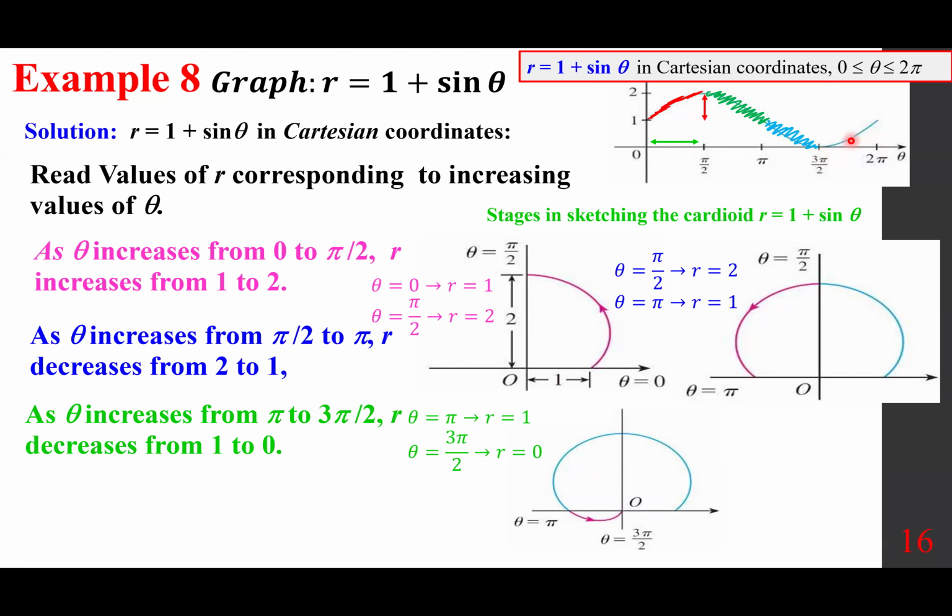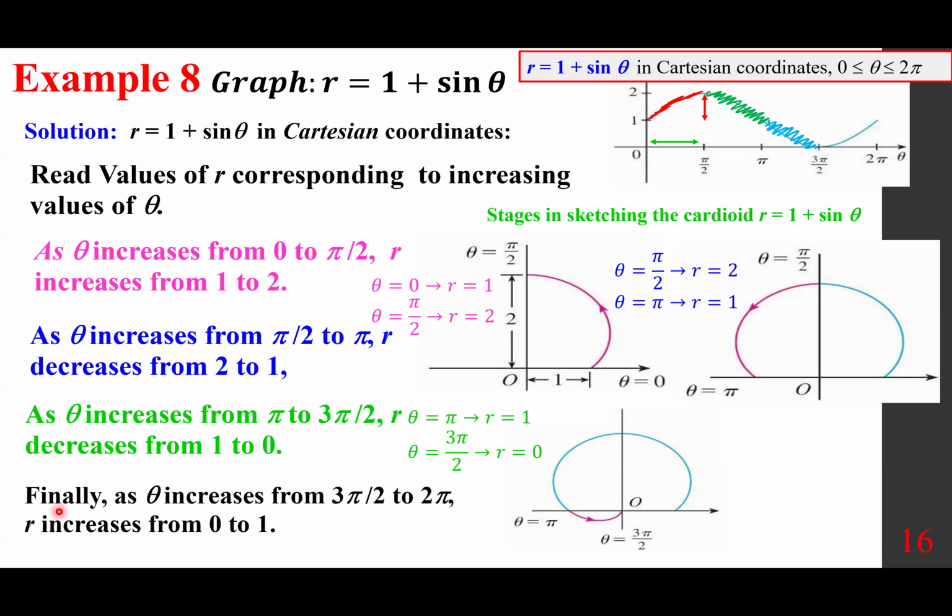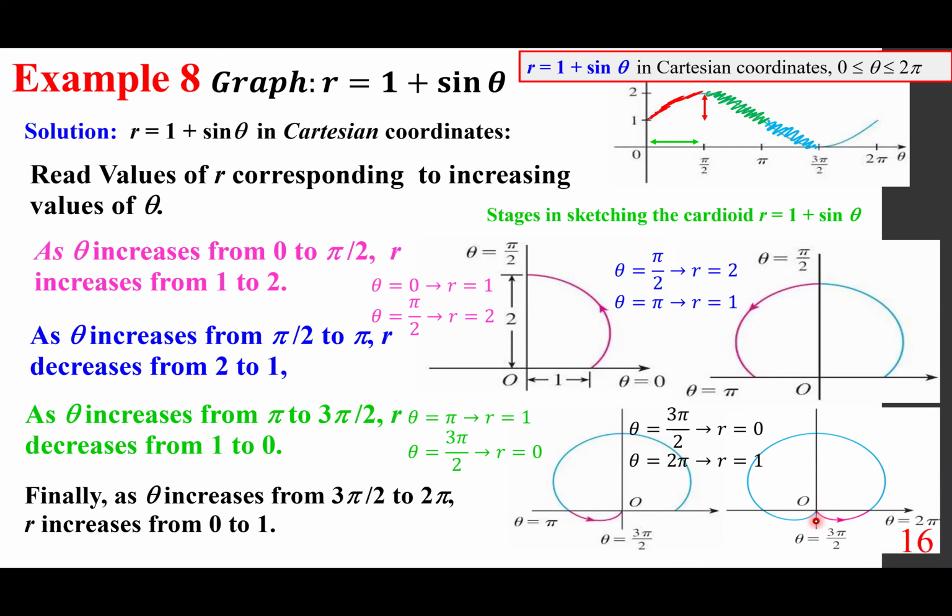Lastly, we are here from 3 pi over 2 to 2 pi. Finally, as theta increases from 3 pi over 2 to 2 pi, r increases from 0 to 1, this distance. Theta is 3 pi over 2, sine is -1 and 1 plus -1 is 0. At 2 pi, sine is 0, so it becomes 1. So it's this last portion.